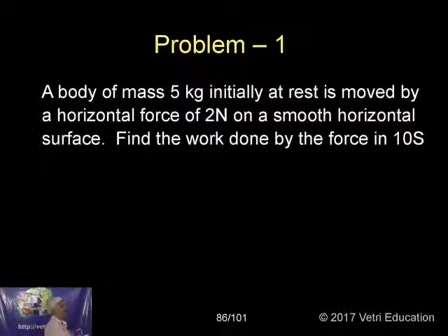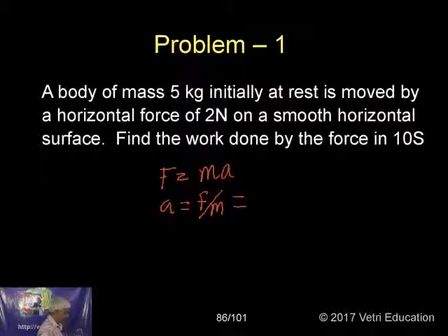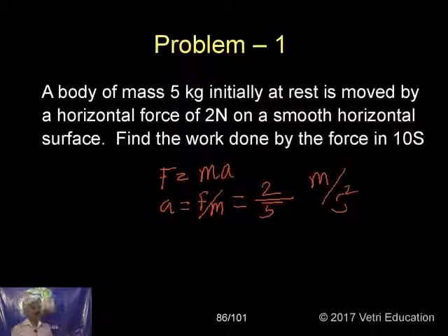So we know F is equal to ma, mass times acceleration, isn't it? So from which a is equal to F by m. What is the force given? The force is 2 Newton and the mass is 5. That is 2 by 5 meter per second square. This 2 by 5 meter per second square is the acceleration of the body.